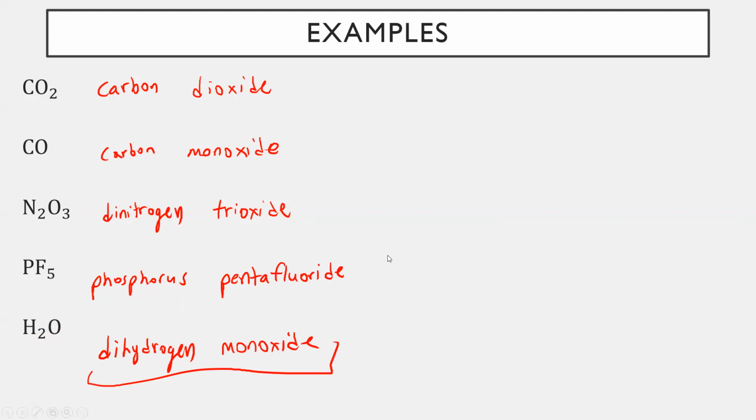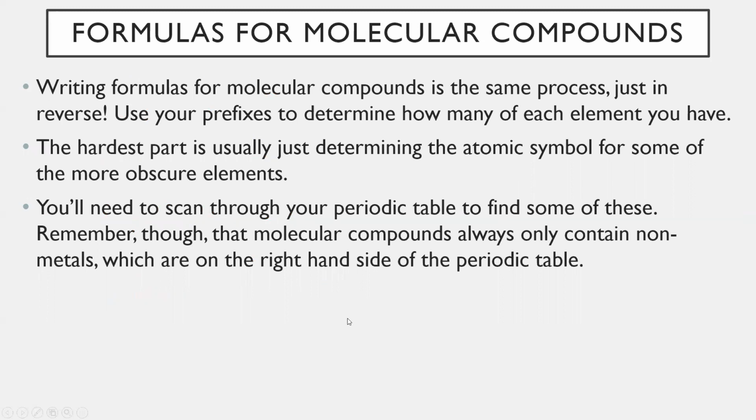Okay, anyway, moving on. All right, formulas for molecular compounds. It's the same process, just in reverse. So you use your prefixes to determine how many elements you have. The hardest part's usually just determining the atomic symbol for some of the more obscure elements. That's about it. So just use your periodic table wisely, look for the thing, and go from there.